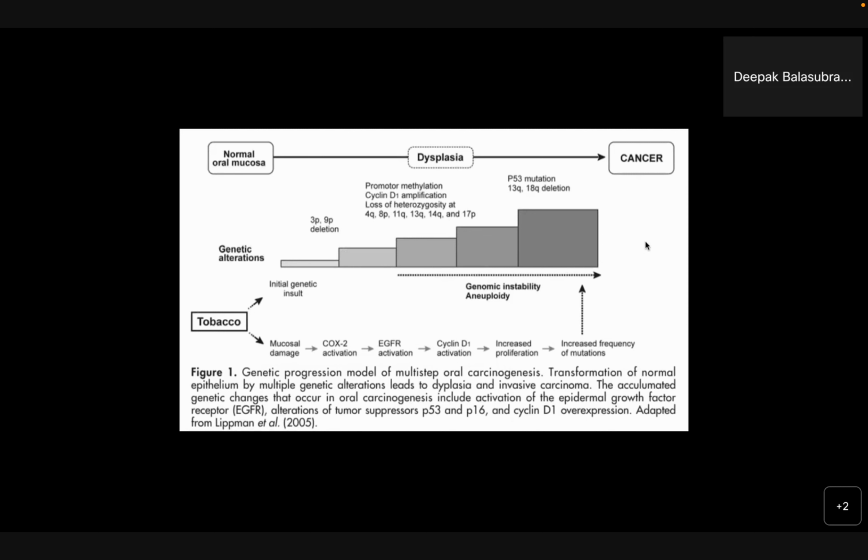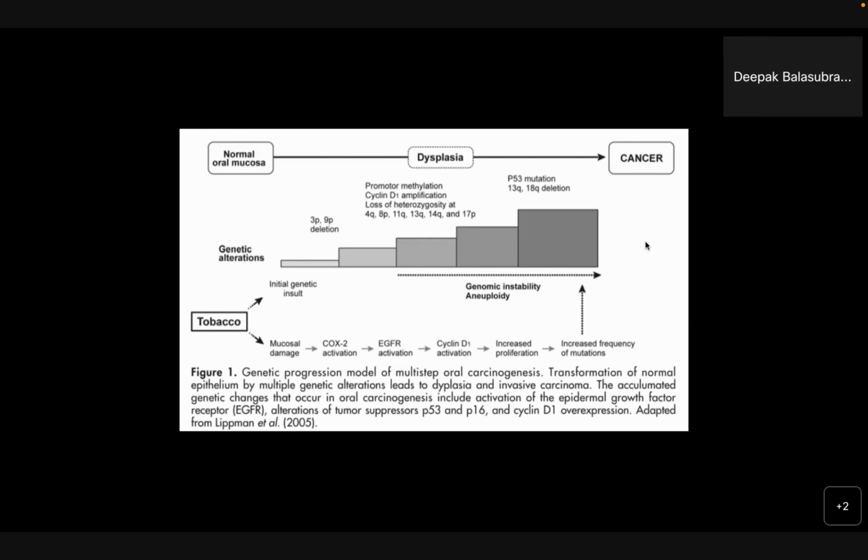Now, if you look at the biological or the molecular level of how tobacco affects biology, let's say that we are talking about the genetic alterations. I mentioned there are three pathways. In this, I will discuss two in detail. So the initial genetic insult causes deletion of 3p and 9p. And as we move from normal mucosa to dysplasia, we have further methylations, further amplifications, and loss of heterozygosity at different genes. And then once we move from dysplasia to cancer, we have P53 mutations and 13q and 18q deletions.